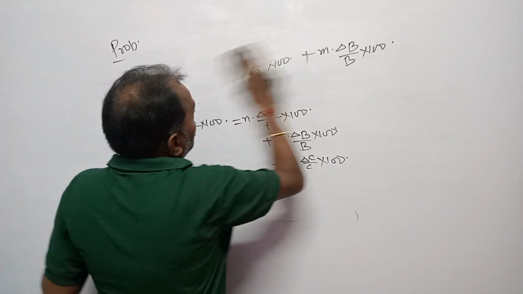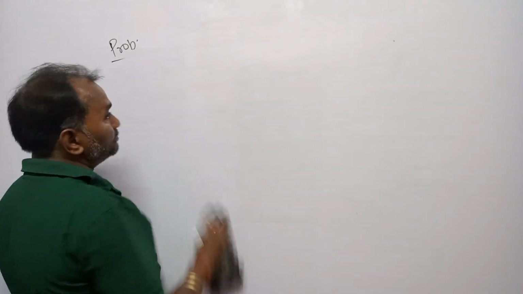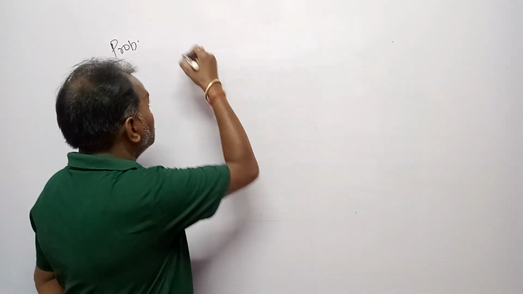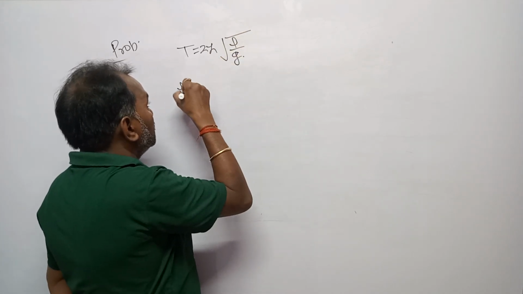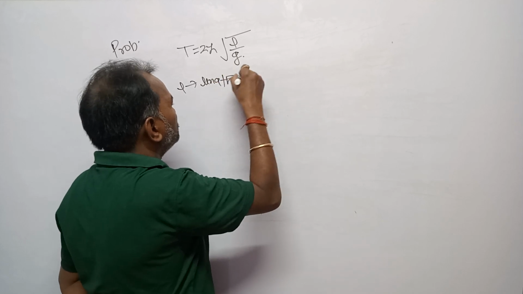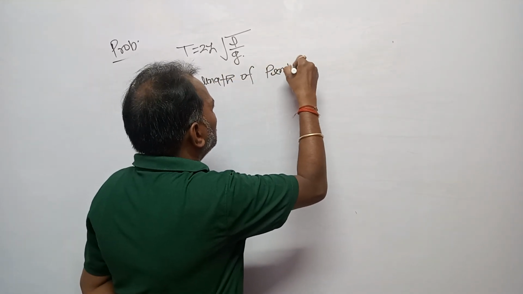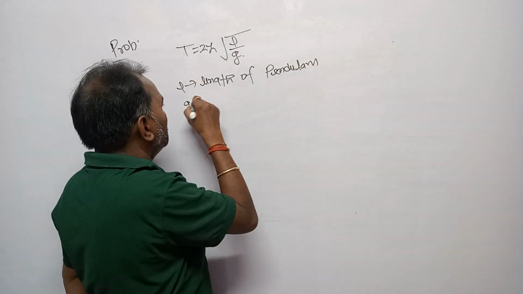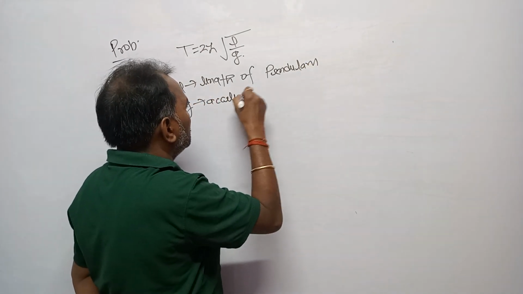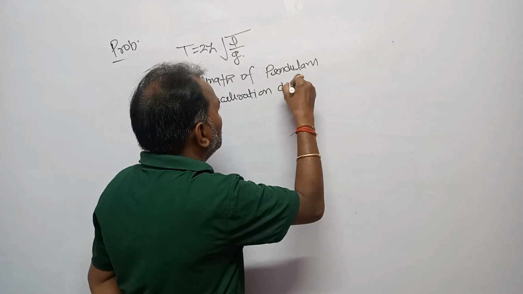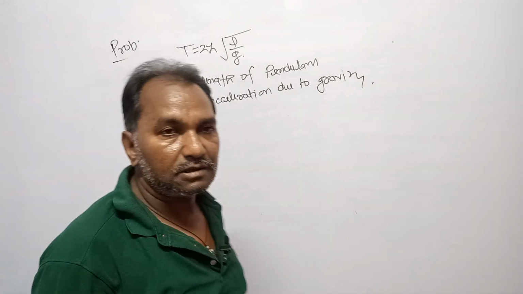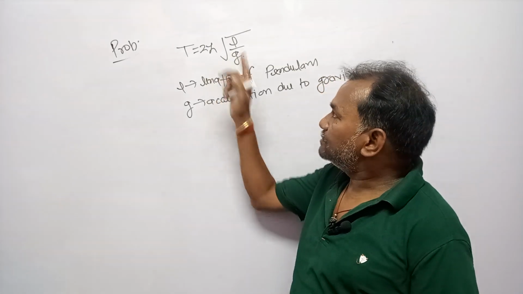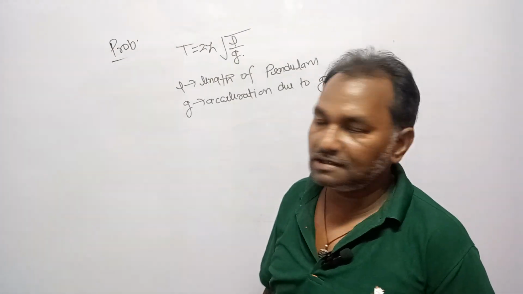Dear students, you can practice a problem based on these concepts. Like you know, the time period of a simple pendulum is given as T is equal to 2 pi under root L upon g, where L is the length of the pendulum and g is the acceleration due to gravity.